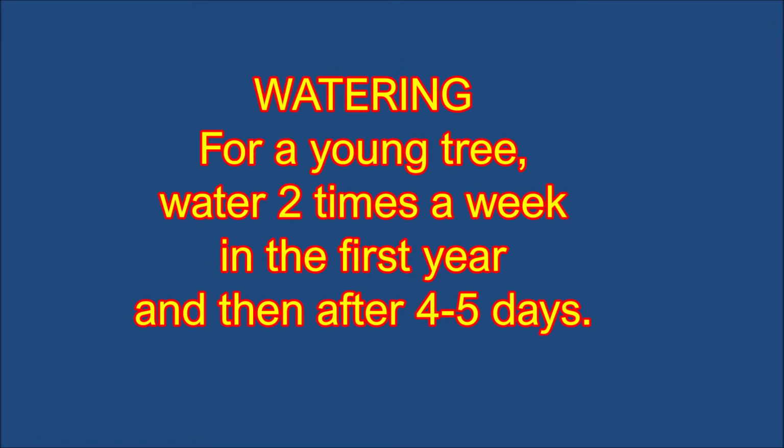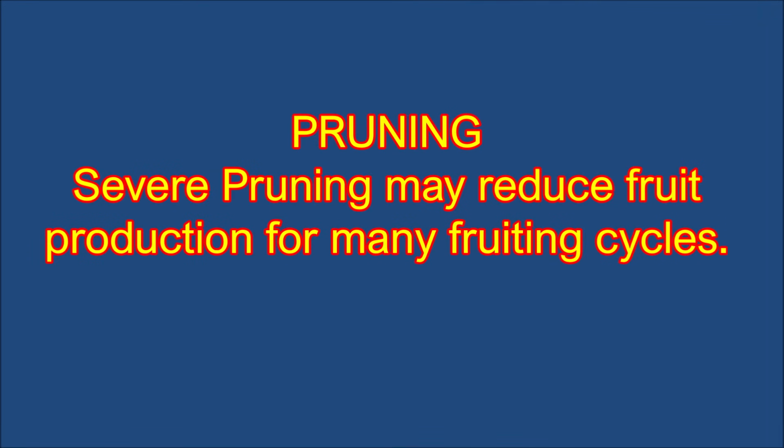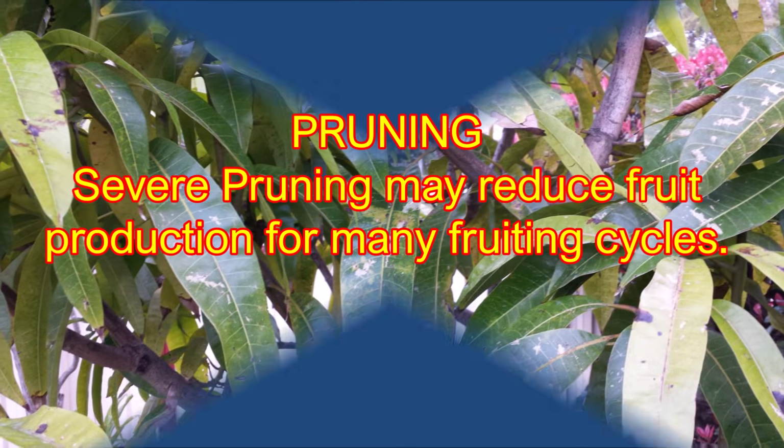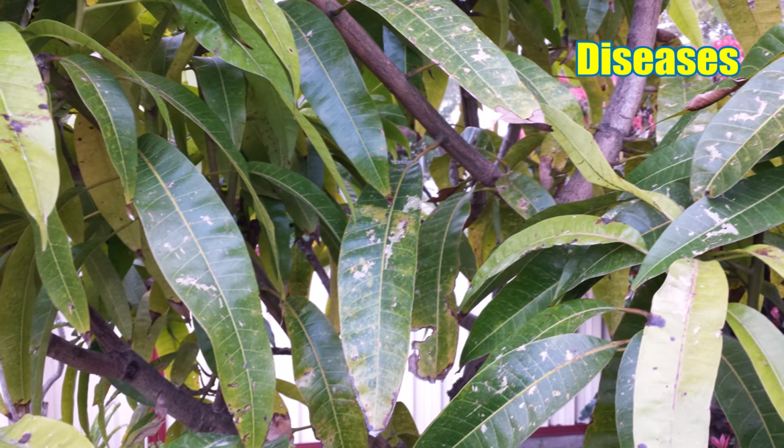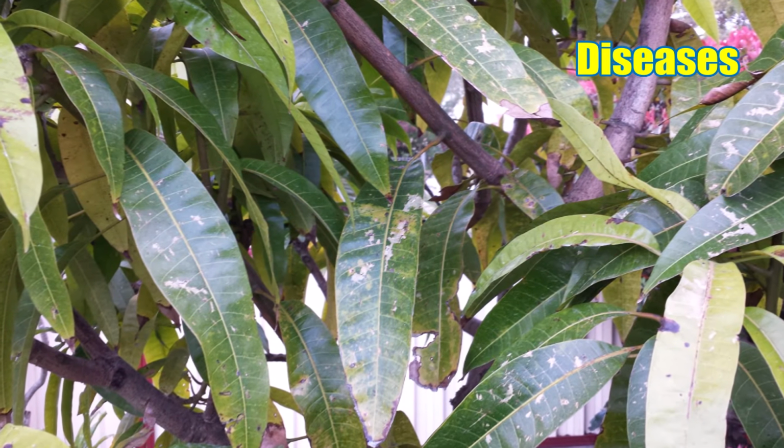For a young tree, water about 2 times a week in the first year and thereafter after 4 to 5 days. Severe pruning of the mango tree may reduce fruit production for many fruiting cycles. Pruning should, therefore, only be done to remove broken or diseased plant stems and leaves.